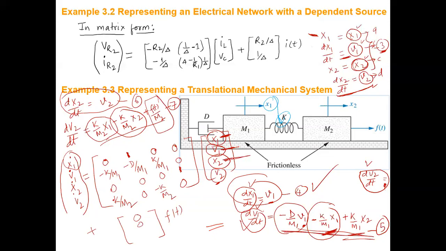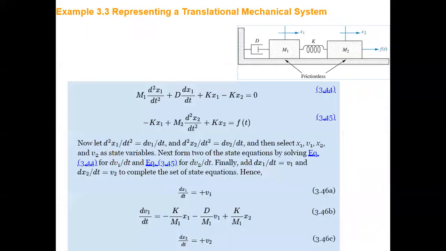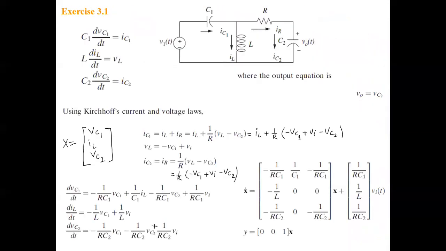In the X2, do I have FT? No, that's why it is zero. In the equation for V2, do I have FT? Yes, right? So that's why 1 over M2. So one of the equations is done here. Yeah, that's it. We're done. Unless you have any question, I'm done with this problem.